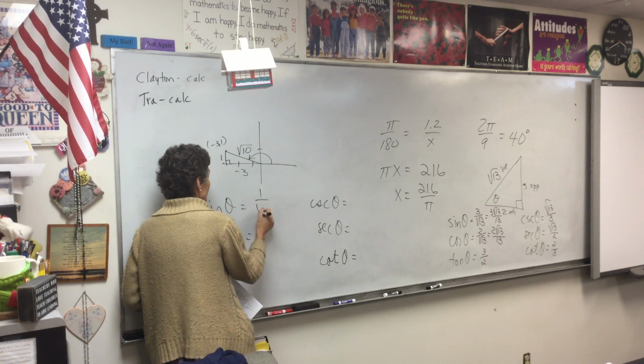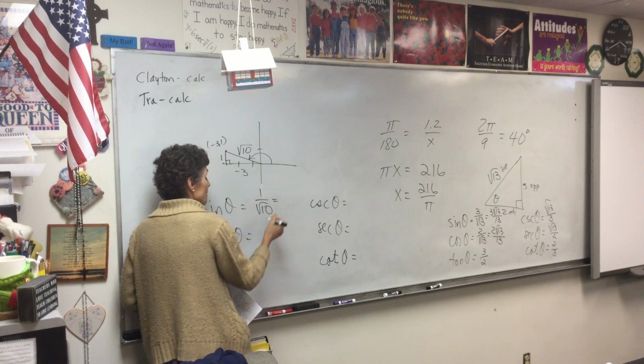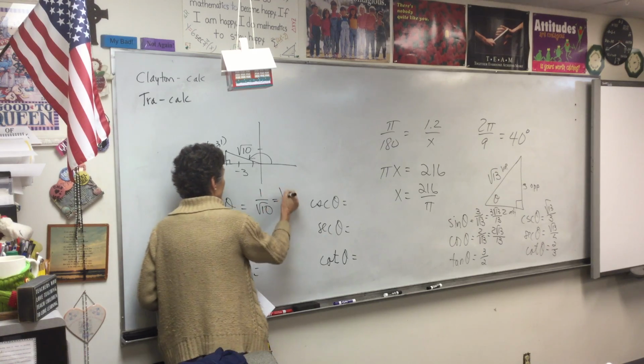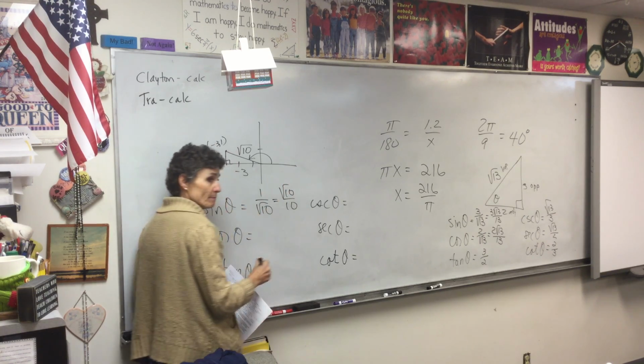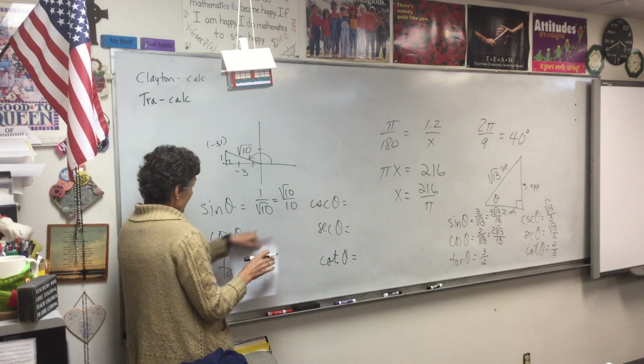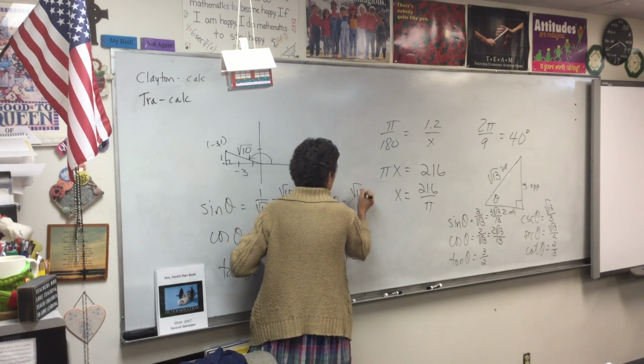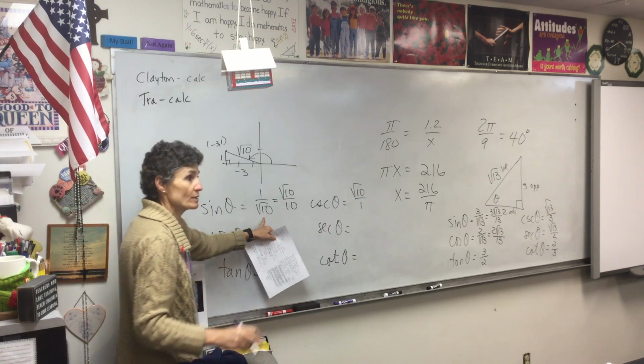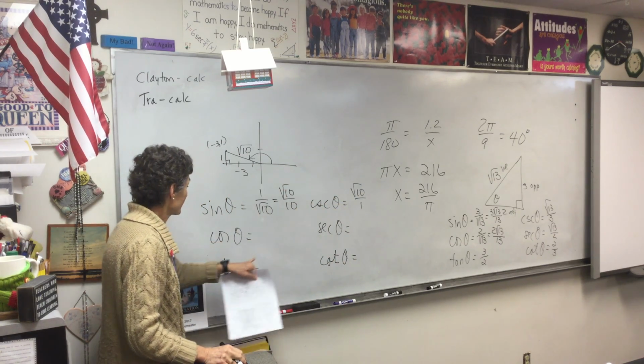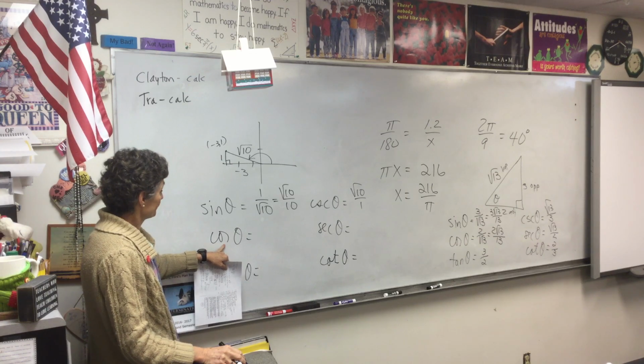Yeah, it's 1 over root 10. Don't try to skip too many steps. It's 1 over root 10, which is root 10 over 10. And if the sine is 1 over root 10, then the cosecant is root 10 over 1, or root 10. How about the cosine?